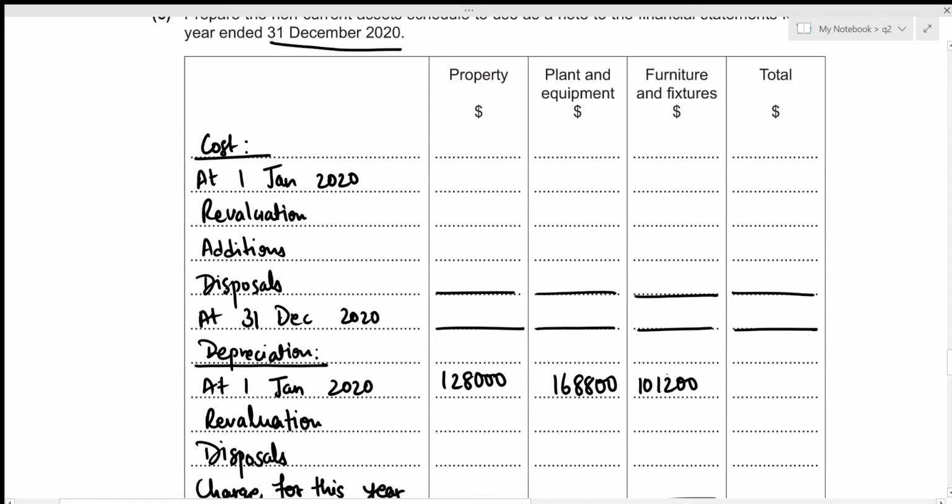Now we need to add all of these in order to figure out the value for the total. That's 128,000 plus 168,800 plus 101,200, which results in the total accumulated depreciation at 1st January 2020 to be 398,000.